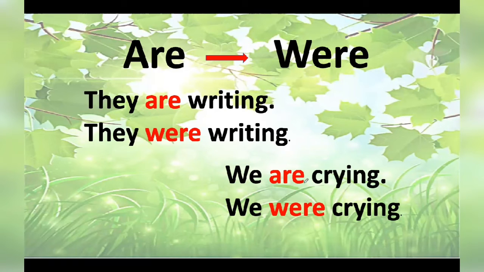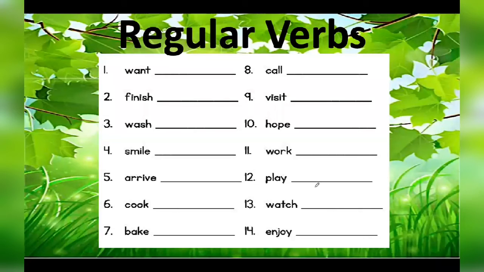Is will be changed into was. Am will be changed into was. And are will be changed into were, when we have the verb with ing. Now let's just do some examples. So some worksheet kind of.